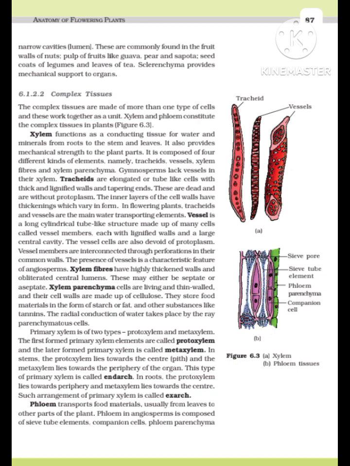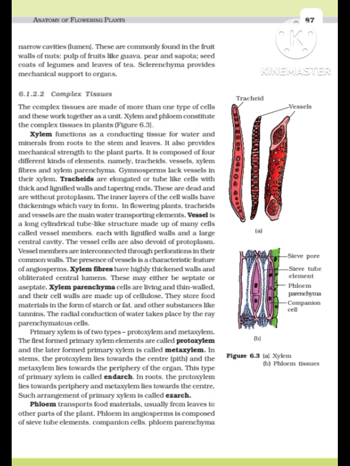6.1.2.2 Complex tissues. The complex tissues are made of more than one type of cells and these work together as a unit. Xylem and phloem constitute the complex tissues in plants, Figure 6.3. Xylem functions as a conducting tissue for water and minerals from roots to the stem and leaves. It also provides mechanical strength to the plant parts. It is composed of 4 different kinds of elements, namely, tracheids, vessels, xylem fibres and xylem parenchyma.